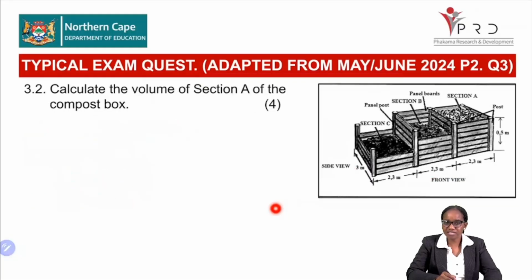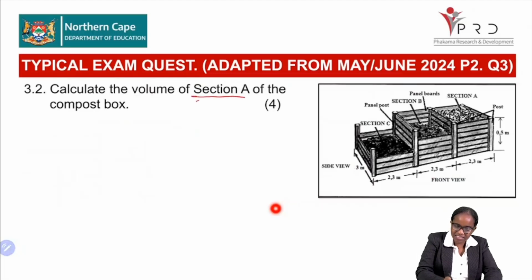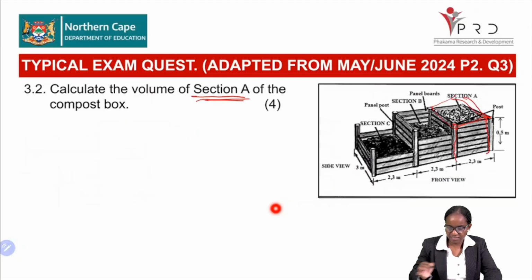Right, we move to the next question. Calculate the volume of section A. Note, they are saying section A, not the whole compost box. Only section A. So this is our section A. This part here, our section A. We have the length, we have the width, and we have the height. So we can find our volume.